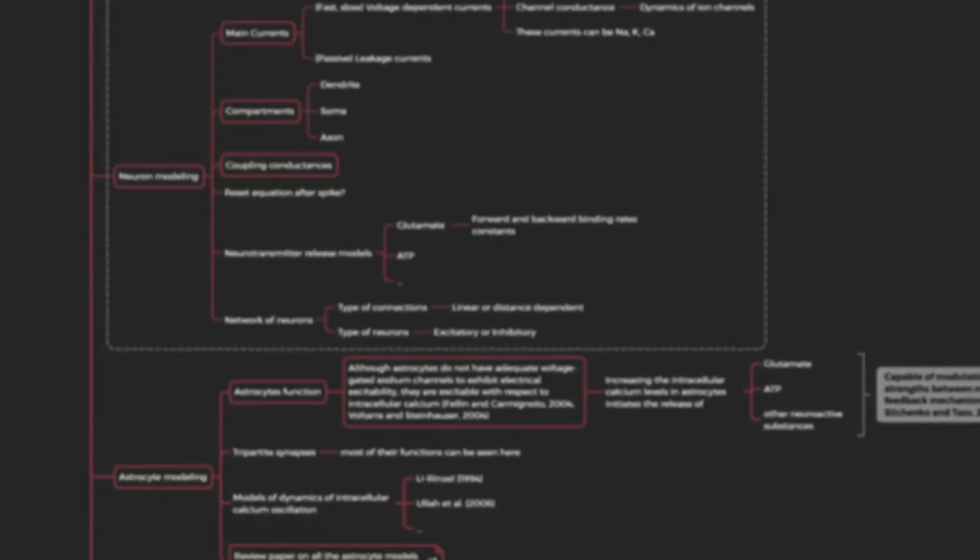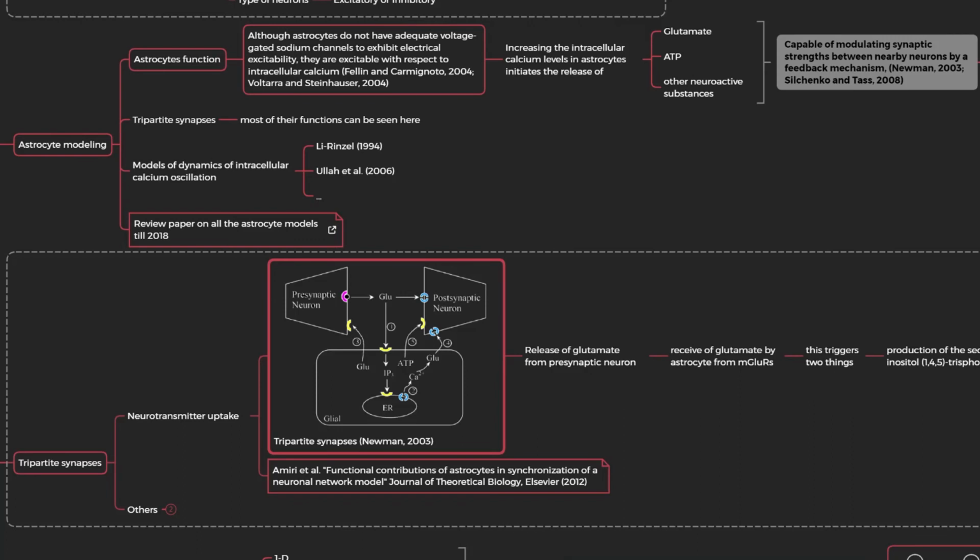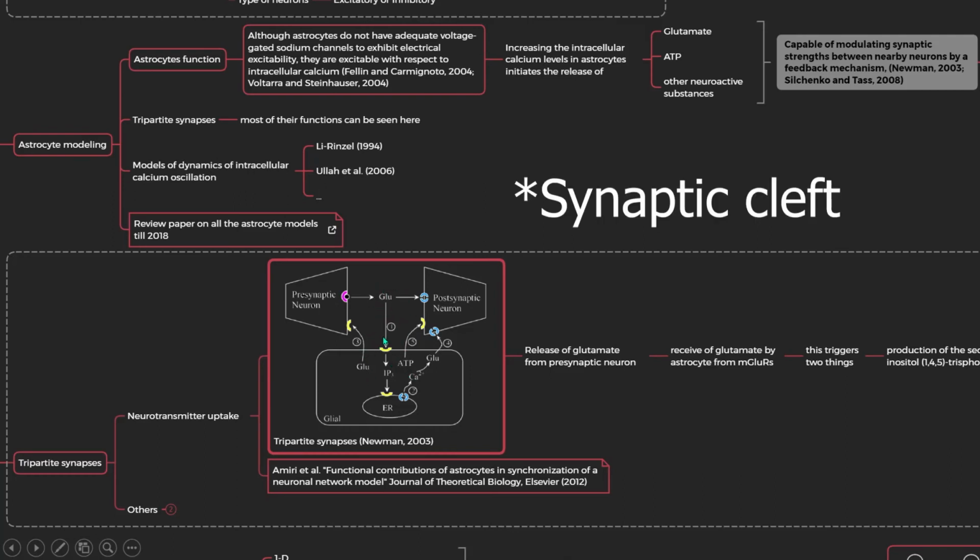But before going to the network of neurons, let's take a look at the astrocyte. When we have a presynaptic neuron and a postsynaptic neuron connected to each other, there's an astrocyte between them at the gap junction here. It can affect what's happening here.